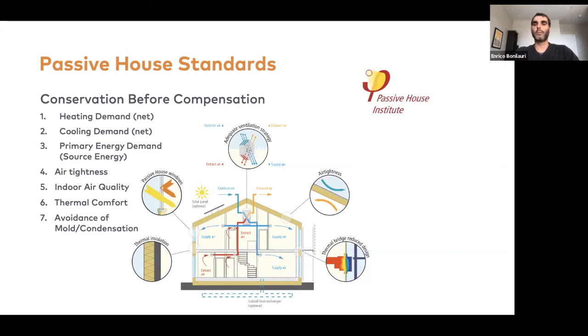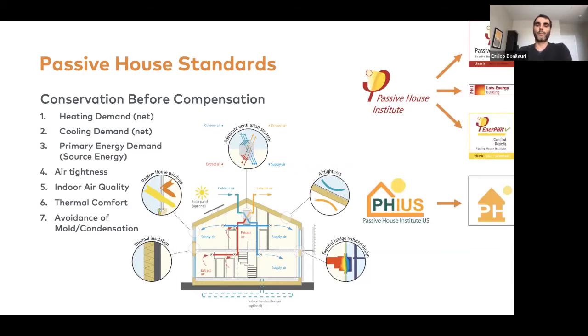Now, there are two institutes that provide this certification. One is the International Passive House Institute, and the other one is the Passive House Institute US. They used to work together. They don't at this time, which I hope they will again in the future, but not at this time.